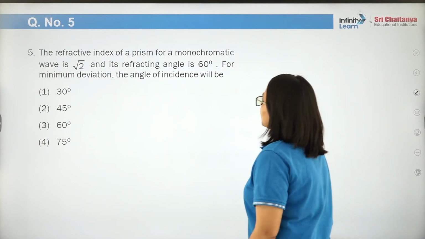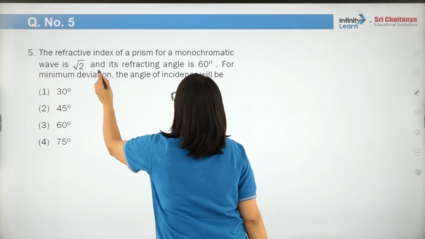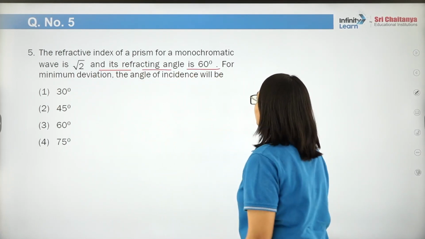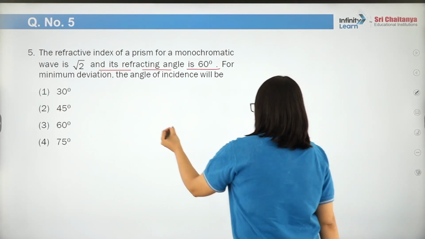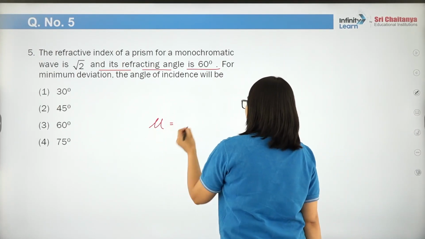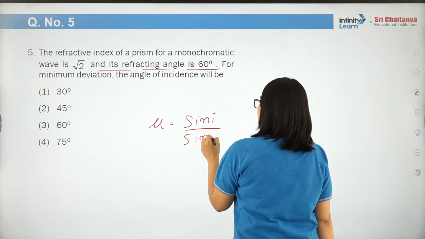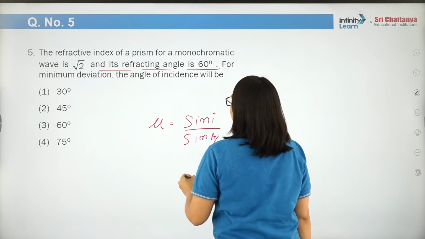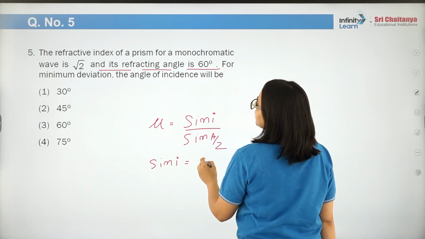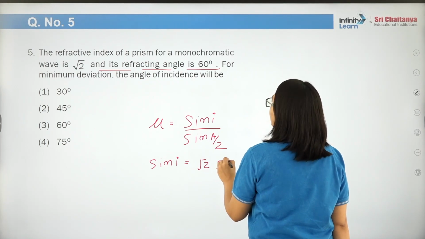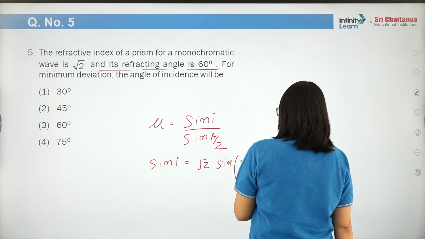Question number 5. The refractive index of a prism for a monochromatic wave is √2 and the refracting angle is 60 degree. For minimum deviation, the angle of incidence will be, so for minimum deviation mu will be sin I divided by sin A by 2, right. So sin I will be mu times sin A by 2, which is √2 into sin 60 by 2, which is 30 degree. So this will be 1 by √2.